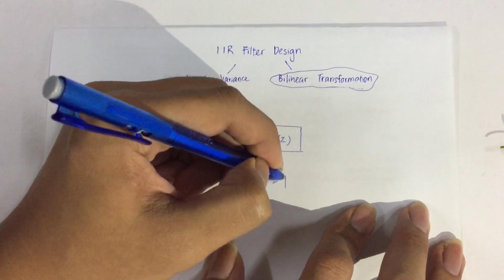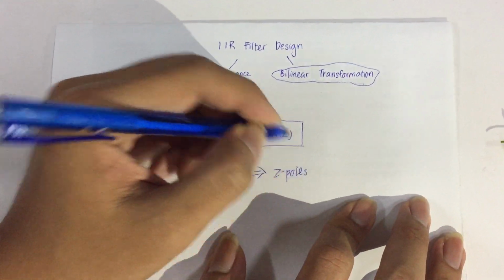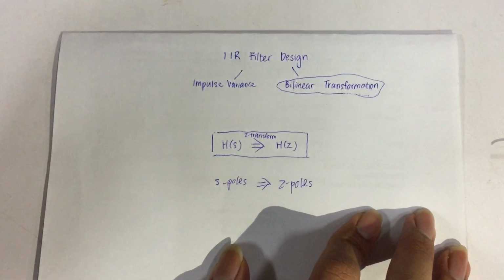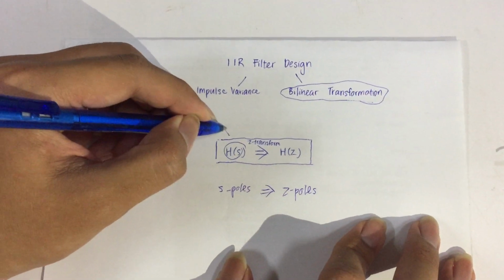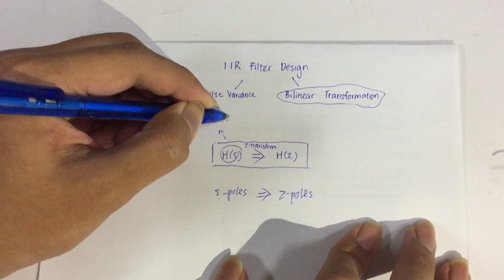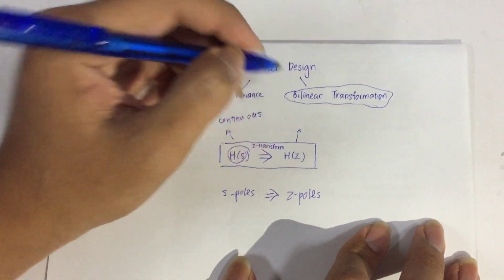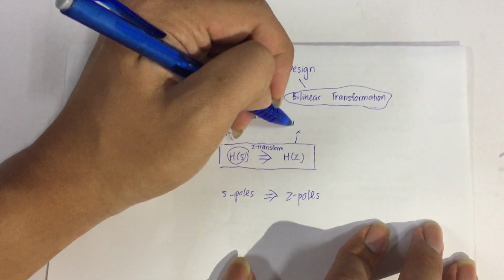So H(s) is a continuous time filter, and the Z domain is discrete time.